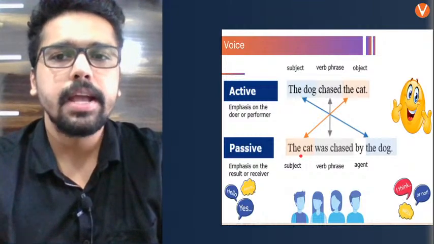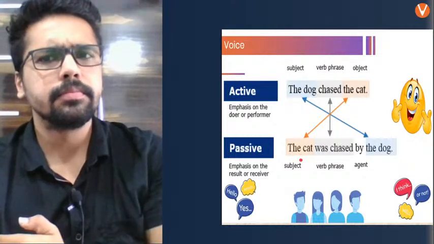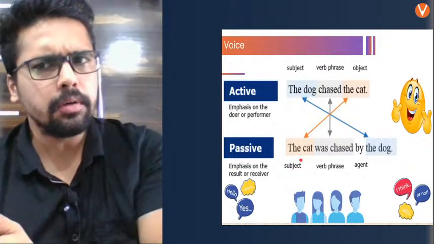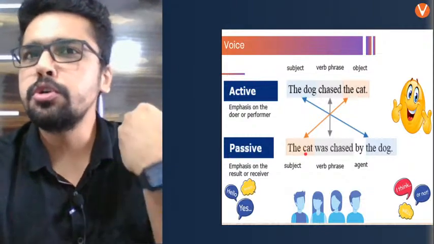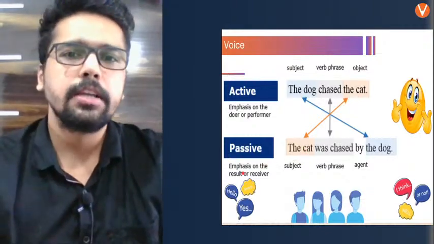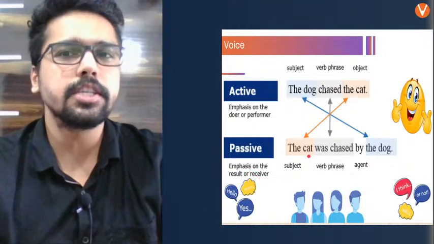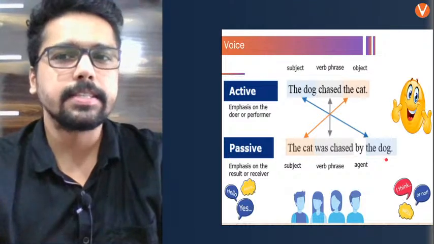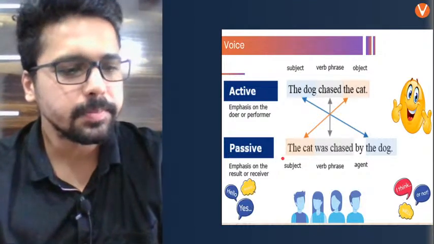The cat. Now, if I ask you this, is the cat the doer of the action here? Is the cat chasing the dog? No, right? The cat is not the doer of the action. That means the subject is not doing the action here. So the emphasis is on the result, that is, on the receiver. That means the subject is the receiver of the action here. That is, it is chased by the dog. That means the sentence is in passive voice.